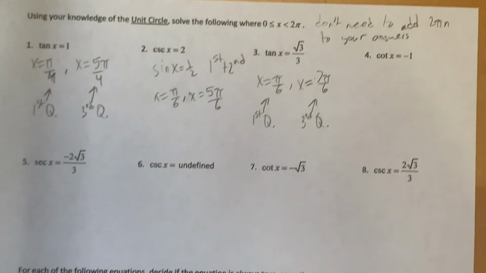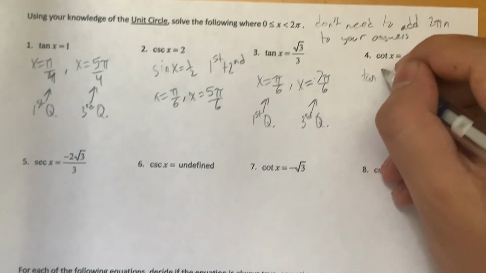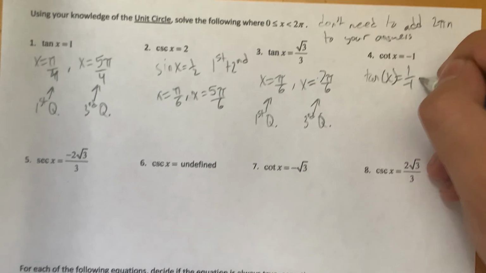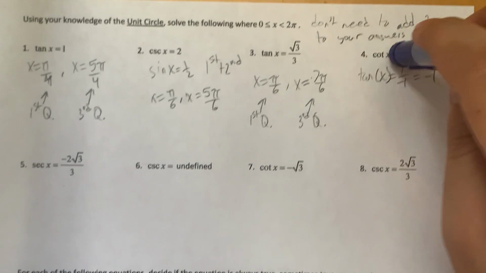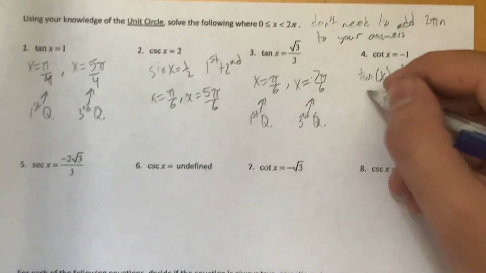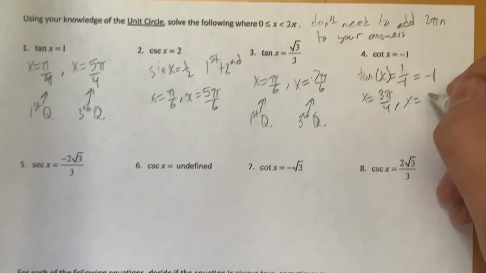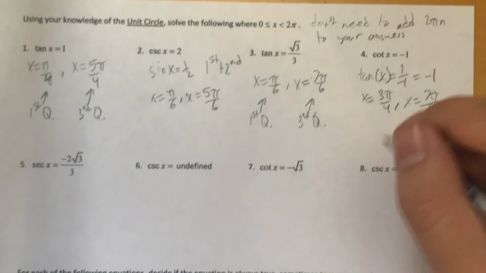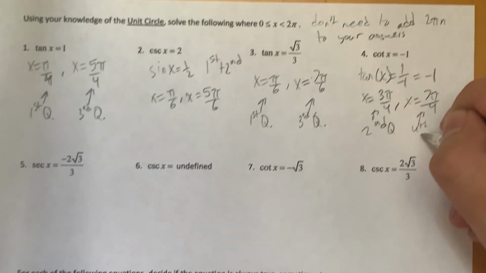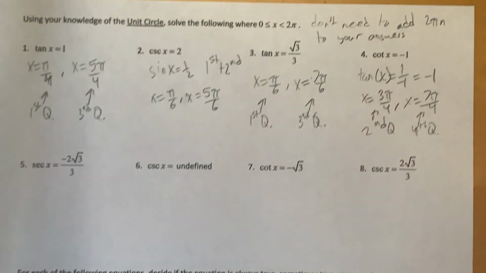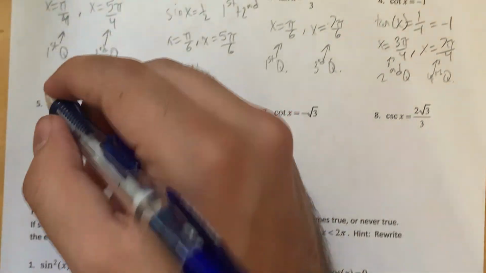Cotangent of x equals -1. Now we're getting to the negatives. We know tangent of x equals 1 over -1, which equals -1 as well. It's kind of cool when you get both answers being the same. X equals 3 pi over 4 and x equals 7 pi over 4, because I know that they're in the second and fourth quadrant. Look it up if you don't believe me. Look them up.